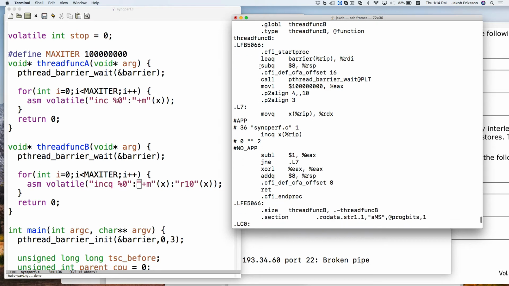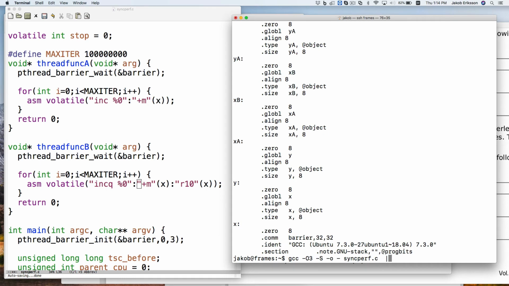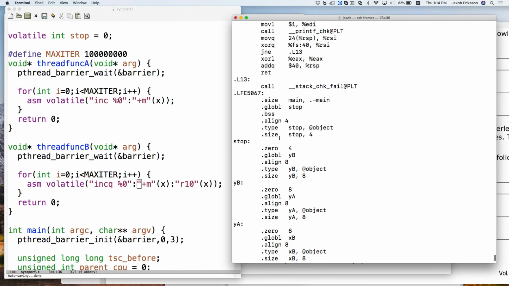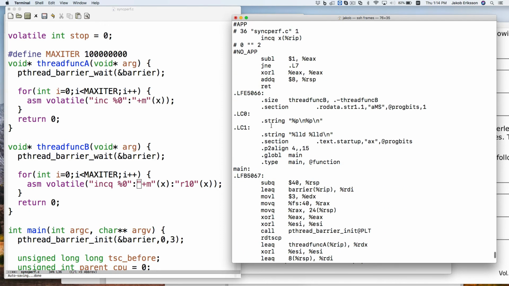Okay, so here it is. So this is the barrier stuff. And now we're moving x to RDX, and then we're doing this increment of x. So here's the address of x. Now this is RIP relative addressing. That's just one way to express the address of x. So let's say we try this without, let's see, can we get rid of some more junk? These are kind of dull too.